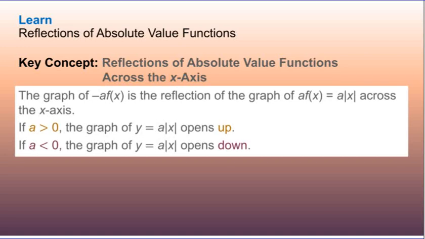And going back to that one, if A is on the outside, it's a reflection across the x-axis because your y's are now changing. Now here, if A is on the inside, it's a reflection across the y-axis. And same thing, if A is positive, it opens upward. If A is negative, it opens downward.